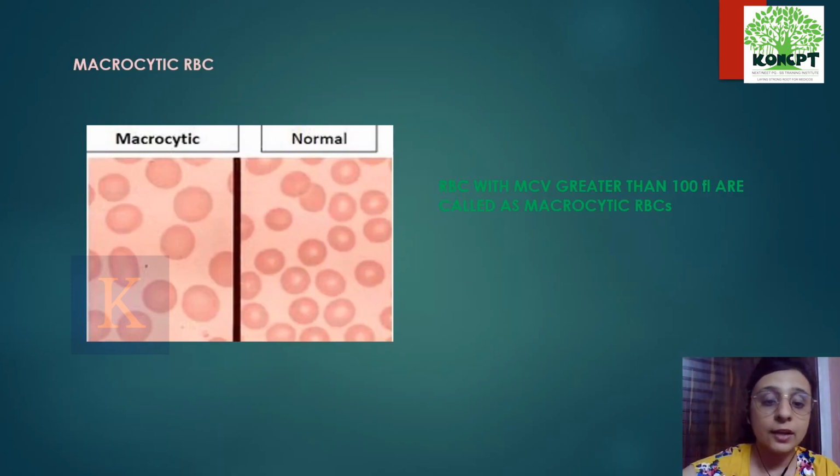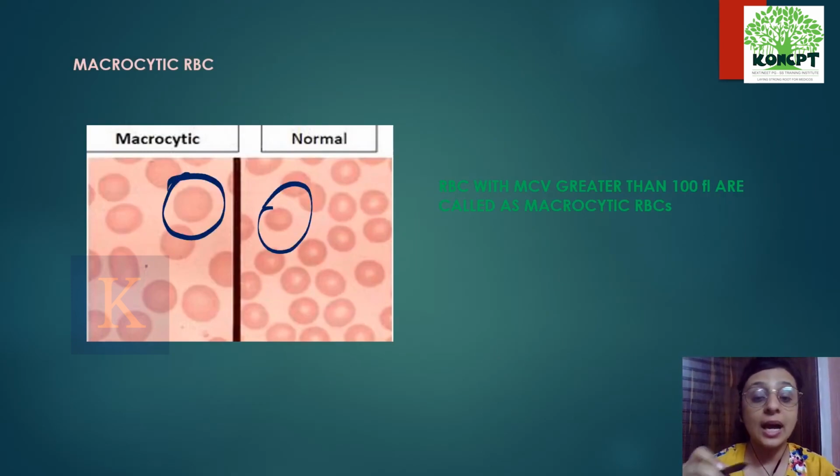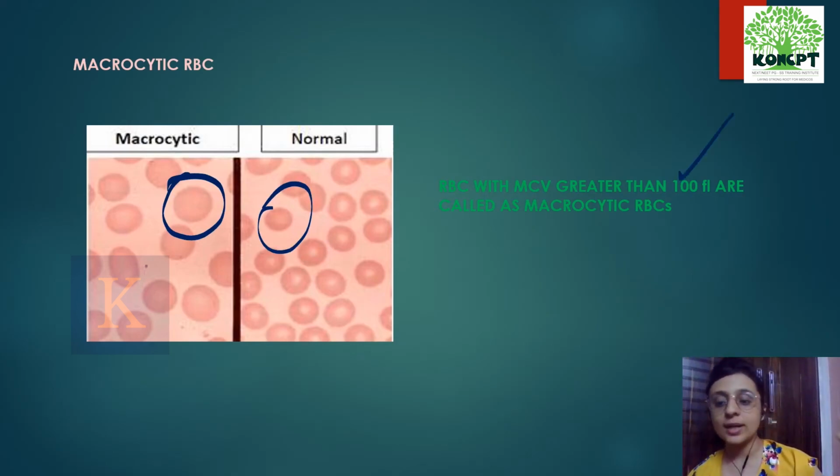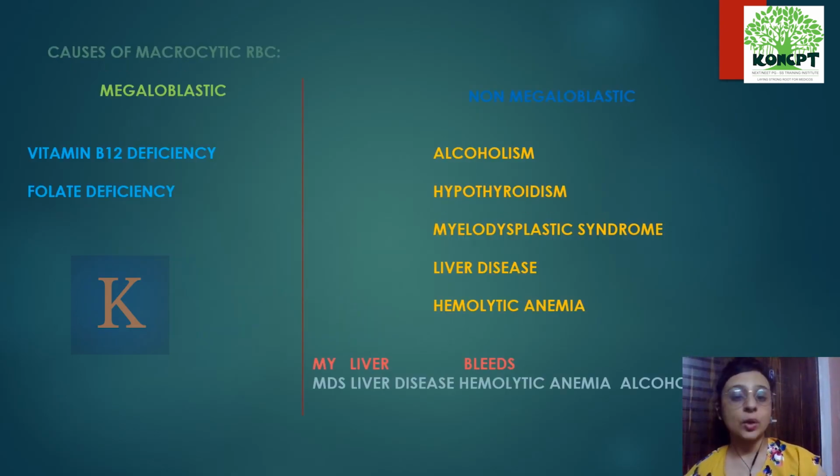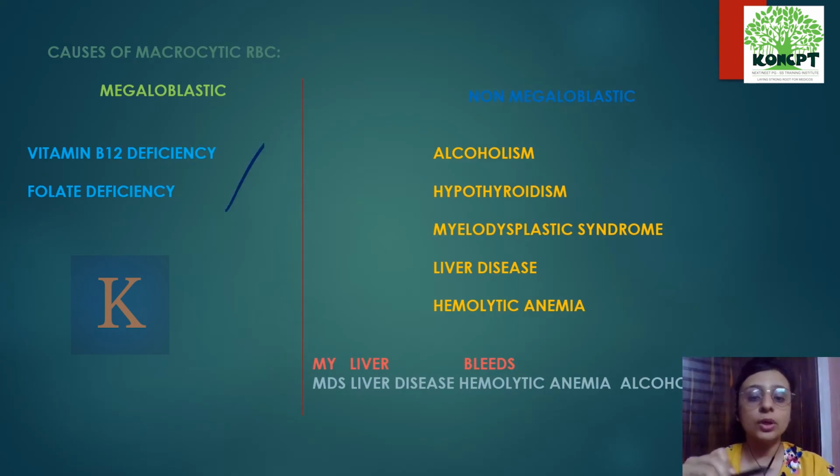Macrocytic RBCs, if you can compare, these are much larger than the normal RBCs, and their MCV is also more, right, greater than 100 femtoliter, and are called as macrocytic RBCs. Okay, so you have to memorize the causes of macrocytic RBCs, and it is important to differentiate between megaloblastic causes and non-megaloblastic causes of macrocytic RBCs. Two important causes of megaloblastic anemia are vitamin B12 deficiency and folic acid deficiency.